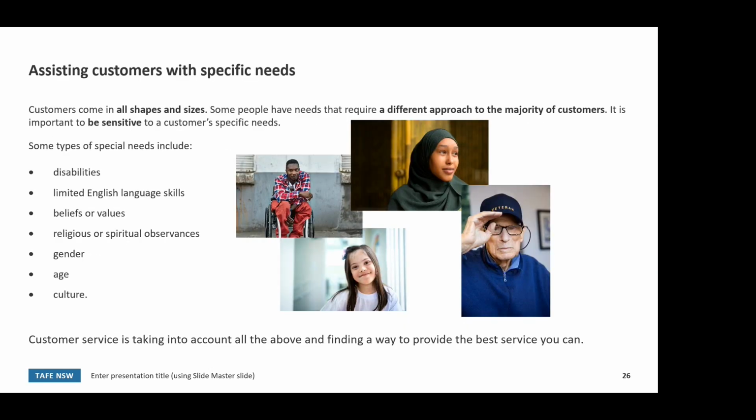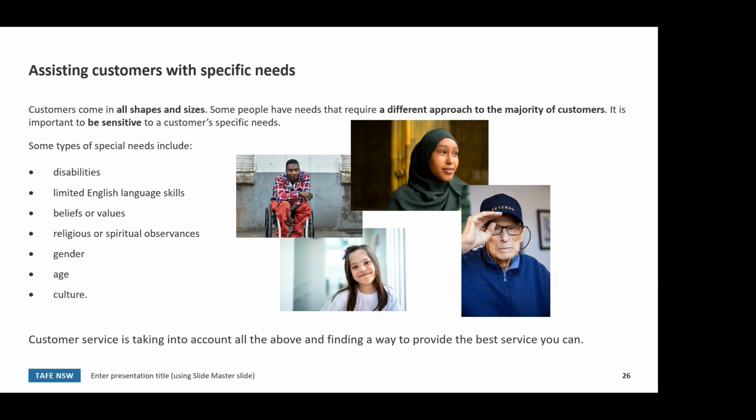Now we're talking about special needs, and here are a few of the special needs that come up in the book. But customers come in all shapes and sizes, and some of your customers are going to need a different approach than the majority of your customers. So it's really important to be sensitive to a customer's specific needs. We're just talking about it briefly now, but one of the next units we're doing is use inclusive work practices. And so we're going to actually expand upon this coming up in a unit or two.